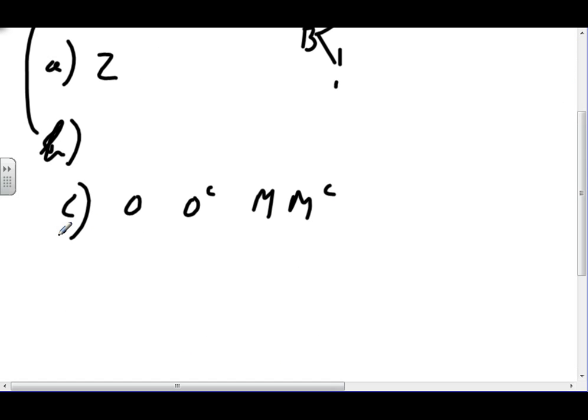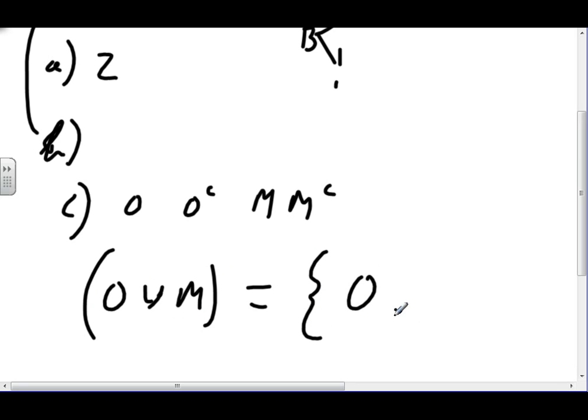List the sample points of the union of the events. So O union M. If I could go and make a U right. That's better. I don't see how this is any different than the one before that, except I have a solution set. I have brackets around it.